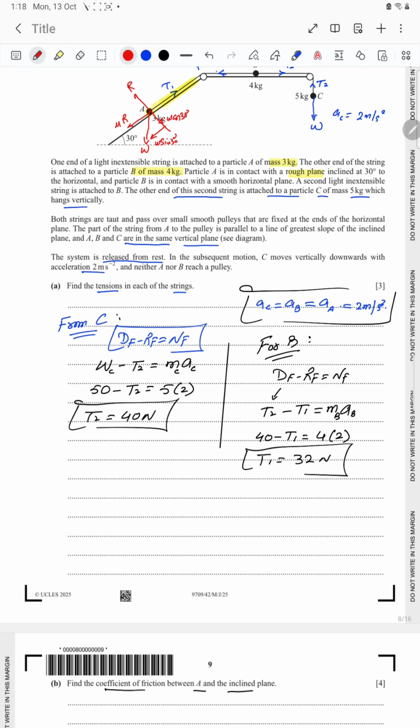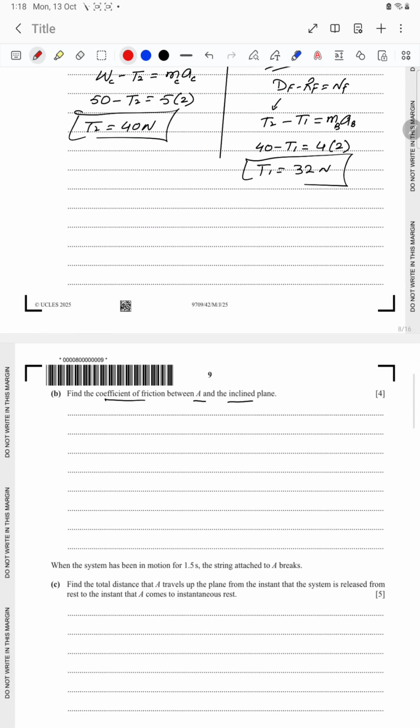Now we will observe particle A, and we have to find the coefficient. That is 4 marks for the A part here. So here driven force minus resistive force is equal to net force.